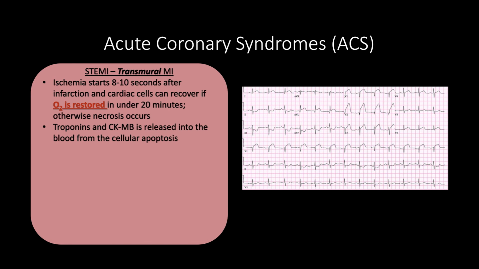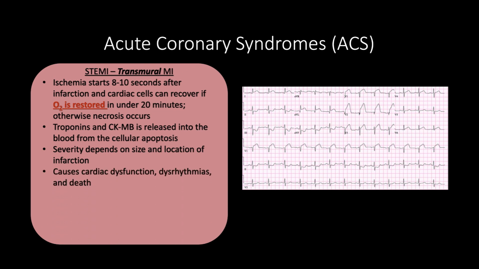So the troponins and the CKMB are released into the blood because they come out of the cells. Once the cells die and they break down, that's when the troponin is released, and that's how it ends up in the blood. And the more cells that die, the more troponin there is, and that's where that correlation comes in: how large the damage is is directly related to how high the troponin is.